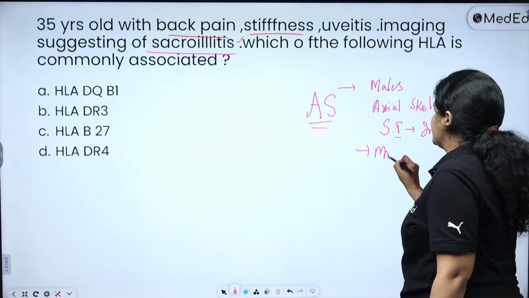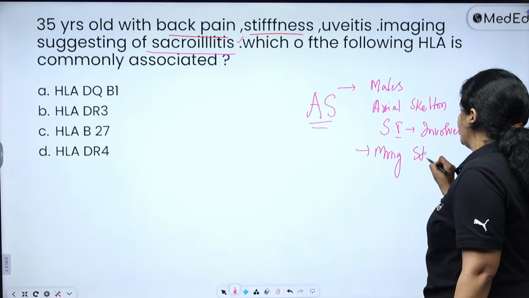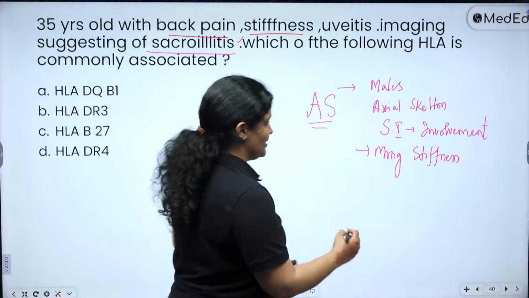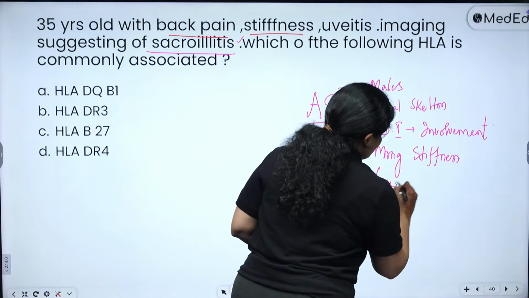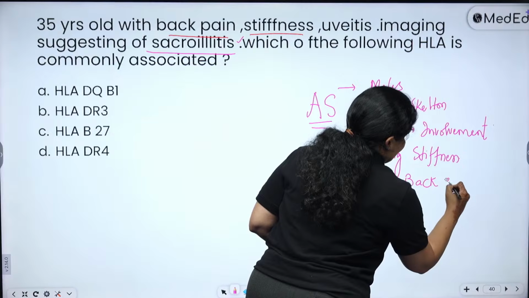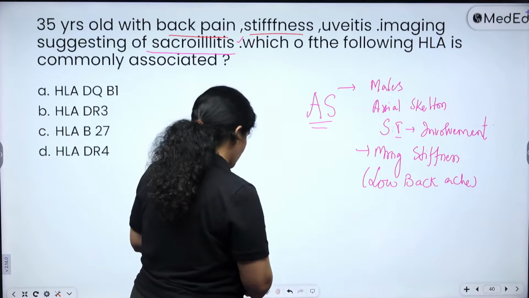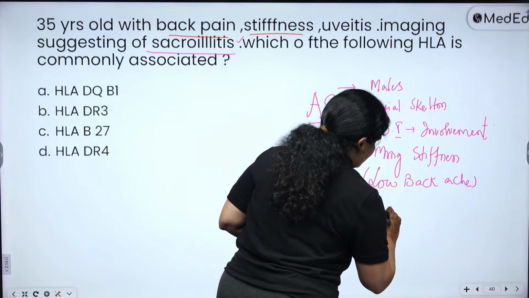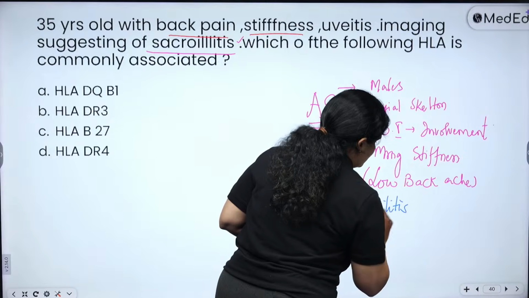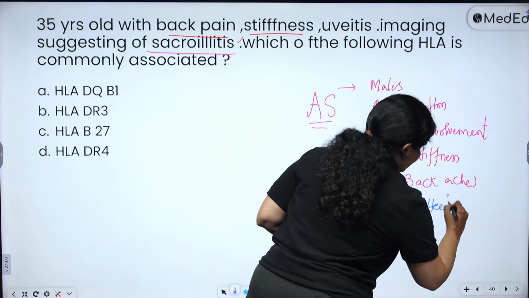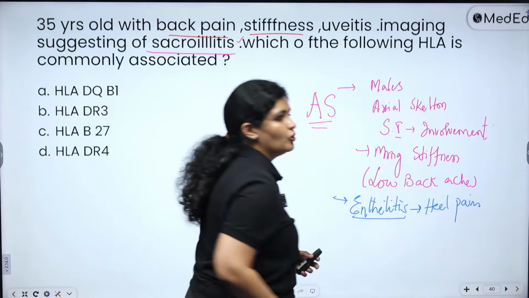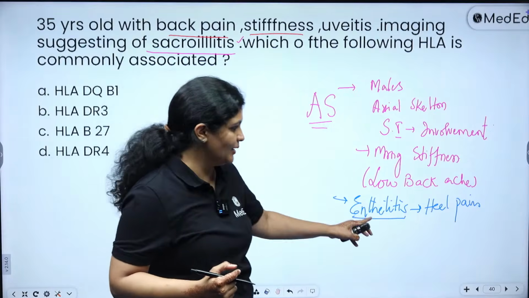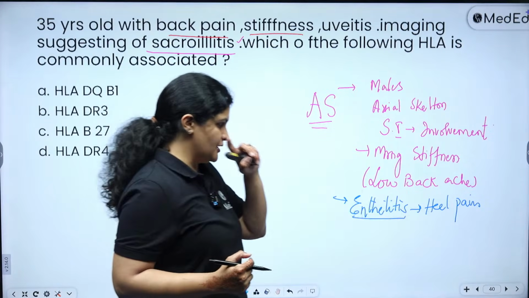What are the other things we see? Like other inflammatory arthritis, the patient presents with morning stiffness, and this morning stiffness is mainly low back ache, and it gets better with activity. Then enthesitis, one more important thing you have to remember. That means the tendons and the ligaments. Enthesitis is the attachment of tendon to the bone. Whenever the tendon is attached to the bone, that is called the enthesis. Whenever that is inflamed, it is called enthesitis, and here the patient presents with heel pain.